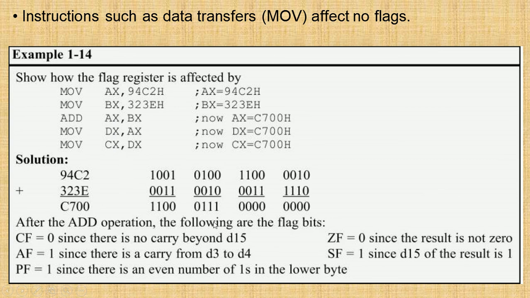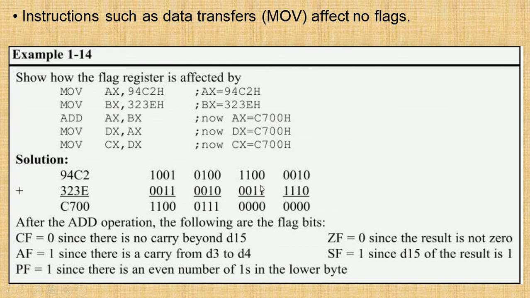Just add these two numbers. Okay, now see here after the add operation, the following are the flag bits. Any carry out? No, 0. Then any carry from here to here? Definitely there will be a carry. Say 0 plus 0 is 0, 1 plus 1 is 0 carry 1, 1 plus 1 is 0 carry 1, 1 plus 1 is 0. There will be carry from D3 to D4. Therefore, auxiliary carry flag is set.